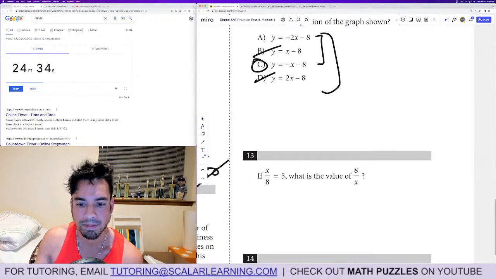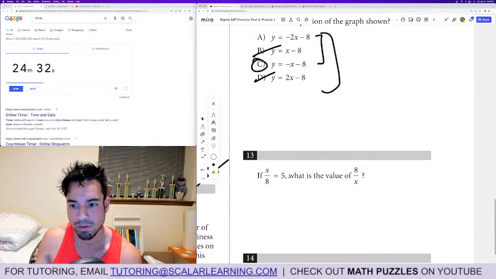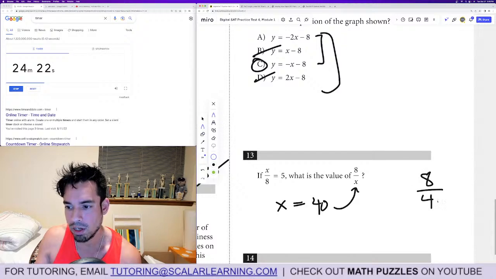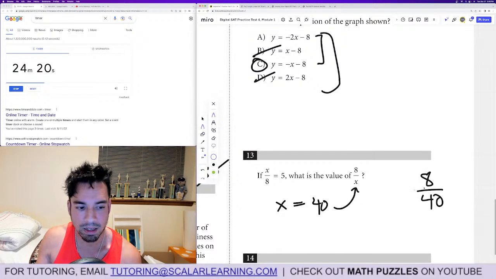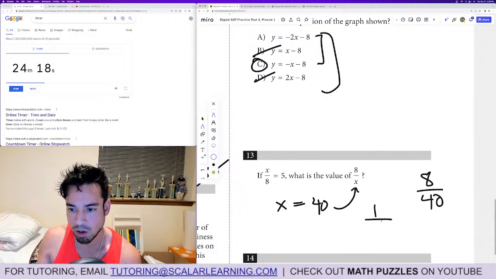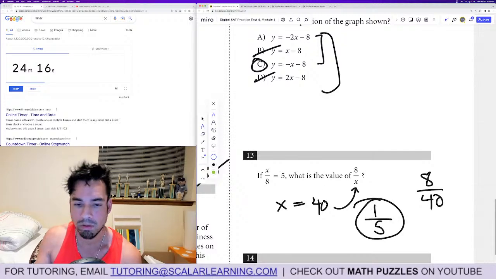13. If x over 8 equals 5, what is 8 over x? I'm not even going to mess around. I'm going to just multiply both sides by 8. X equals 40. Plug it in here. 8 over 40, which reduces to, divide top and bottom by 8, you get 1 over 5. 1 over 5 is the winner.